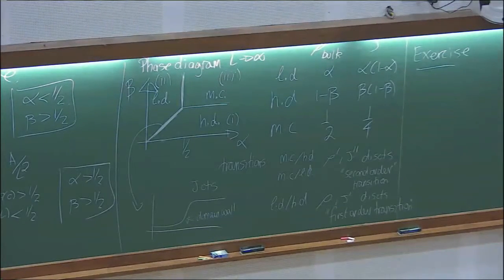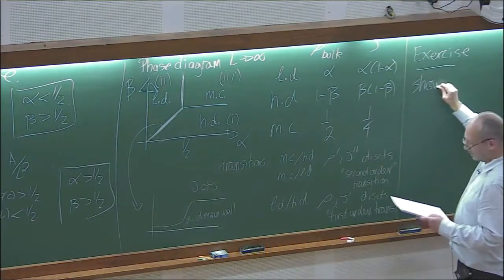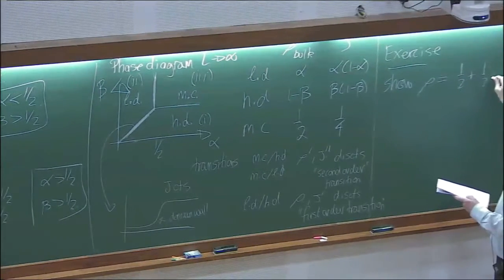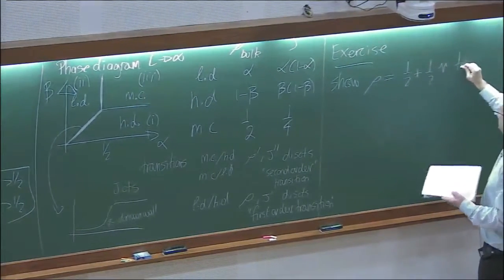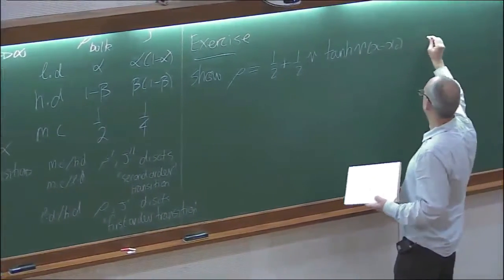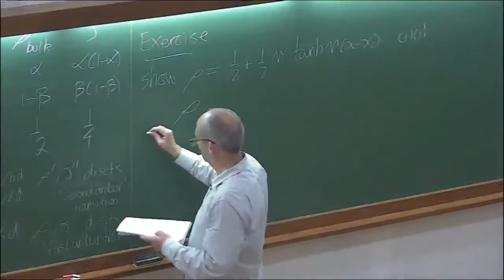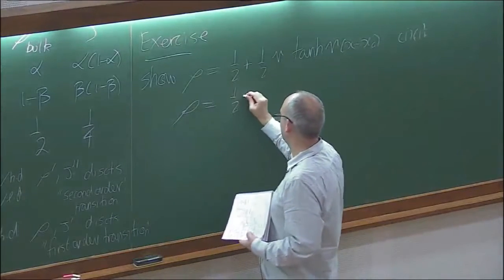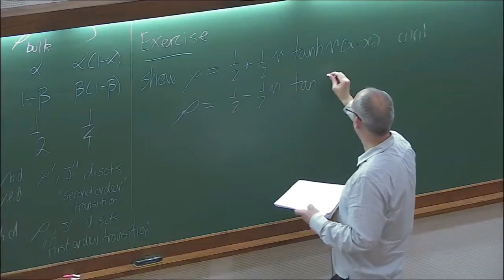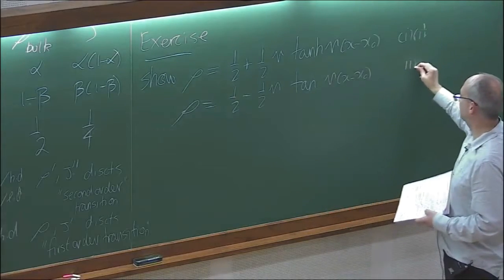And basically, to give you a hint, the solutions will look something like rho equals a half plus a half, and then I've got some constants here, v tanh of v times x minus x naught. That's for phases 1 and 2. And rho equals a half minus a half v tan of v times x minus x naught applies to phase 3.